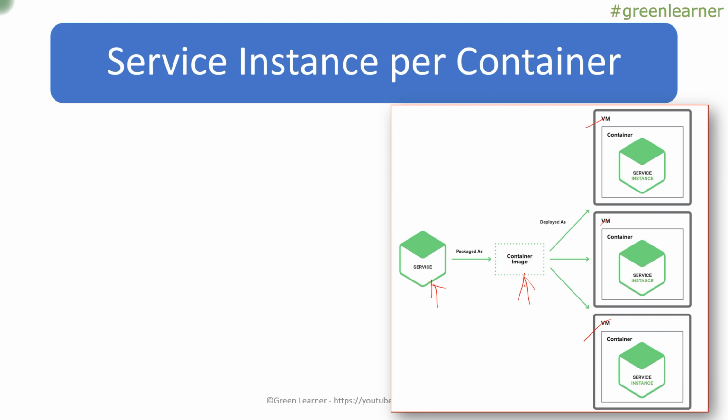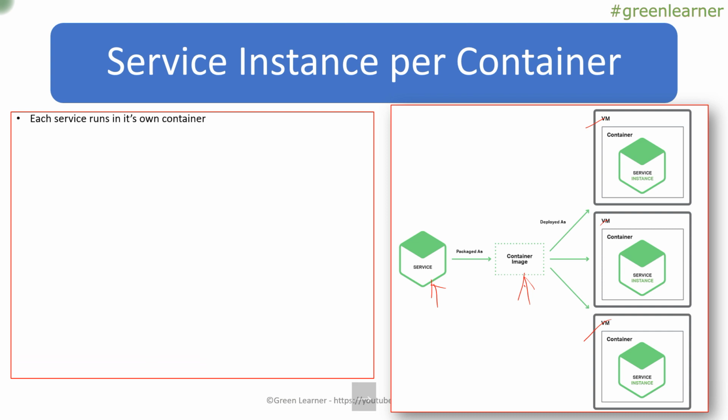Let's summarize those points. Each service runs in its own container here instead of a VM. Inside a single VM we can have multiple containers. The service is packaged as a container, and this container is a file system image that contains all the libraries it needs to start the app service.